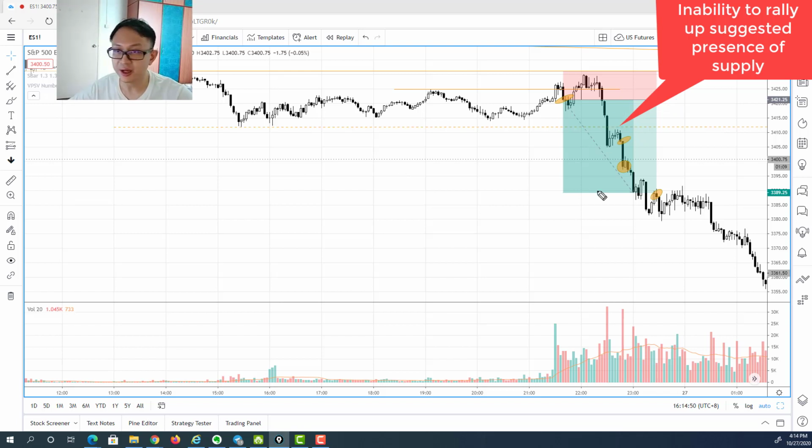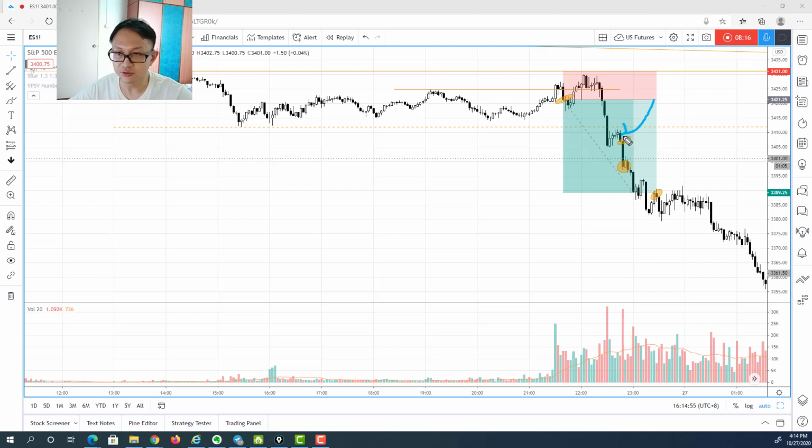Subsequently, I just scale in with another trade right after this reversal bar here. Because I see that there is a sign of weakness followed by an inability to rally up, that suggests that supply is definitely present. So this is my first confirmation. I just enter another short, and subsequently after this final confirmation, which is the breaking down and confirming, right after the close of this bar, I just enter another short.